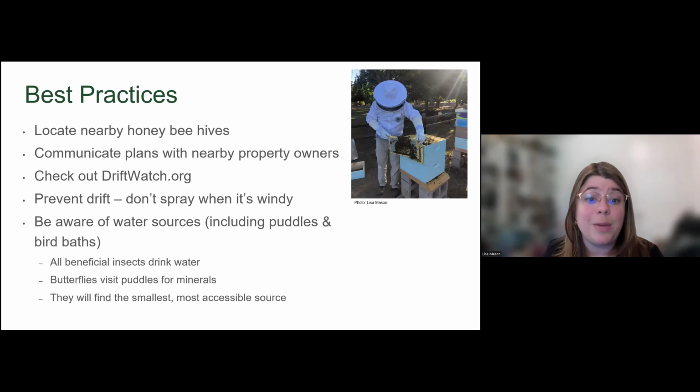One resource that is available is driftwatch.org. Beekeepers can document that they have hives, and so you can actually look at beekeepers nearby on the map, so you know who to contact if you're going to apply pesticides. Note, not all beekeepers are on here. It's an optional thing, but it can be a tool.